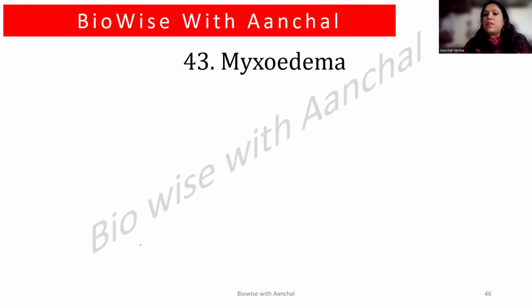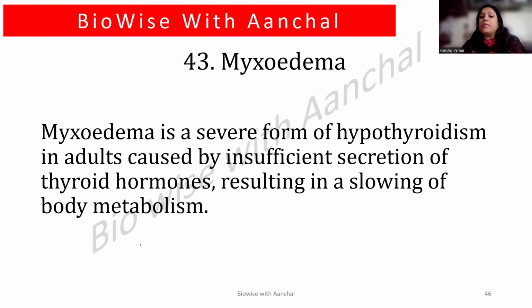Next is myxedema, but here you have the M and X. The X is for adults. So hyposecretion of the thyroid gland, that is hypothyroidism, causes myxedema in adults. Myxedema is a severe form of hypothyroidism in adults caused by insufficient secretion of thyroid hormones, resulting in a slowing of body metabolism. Okay.